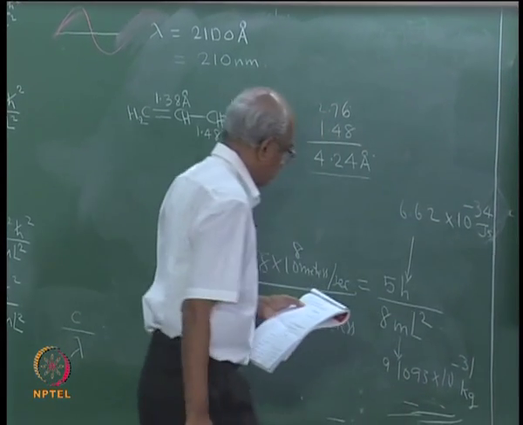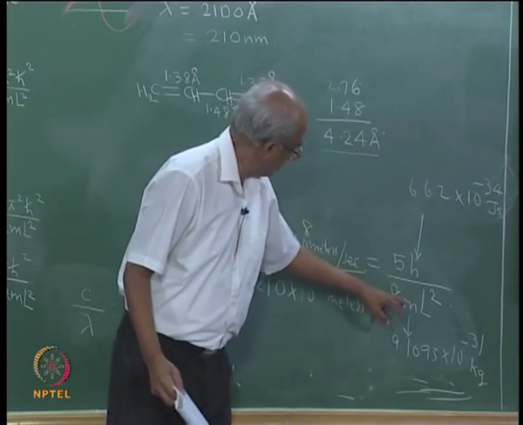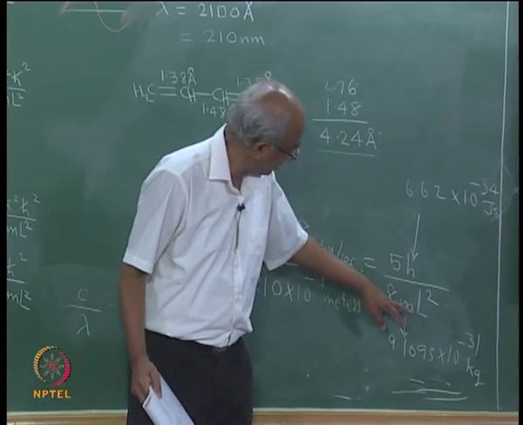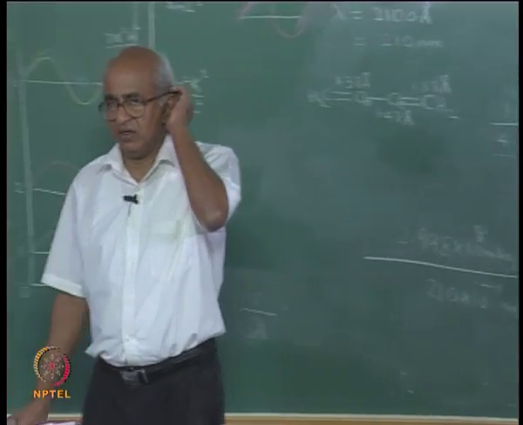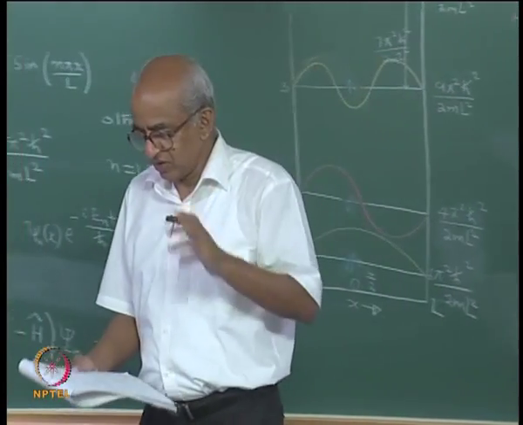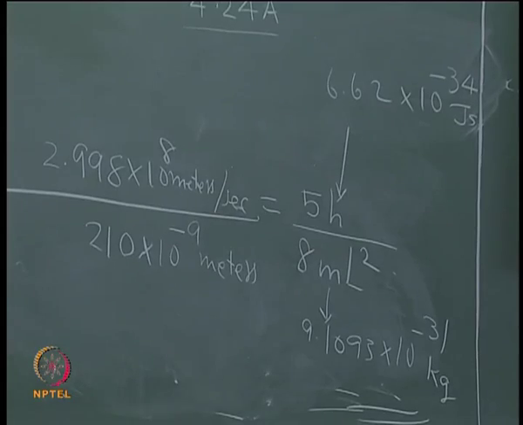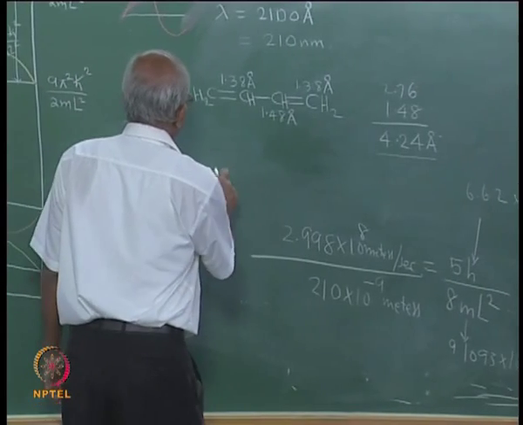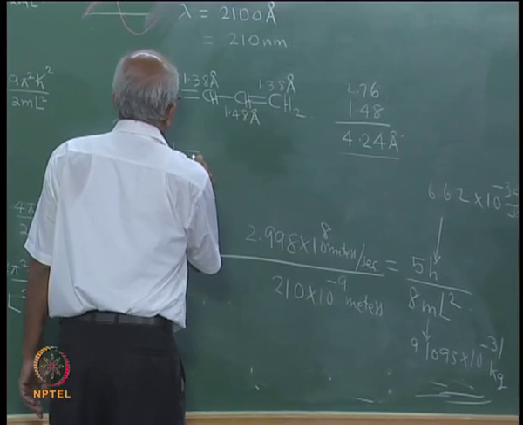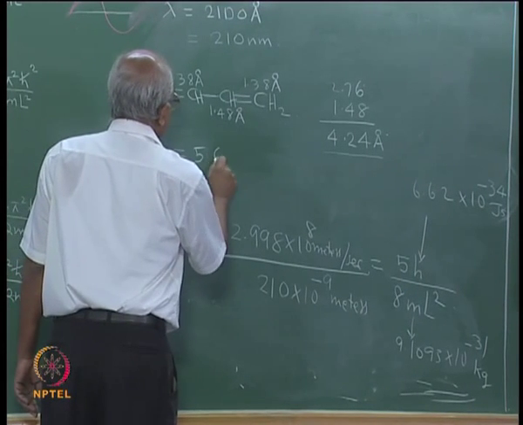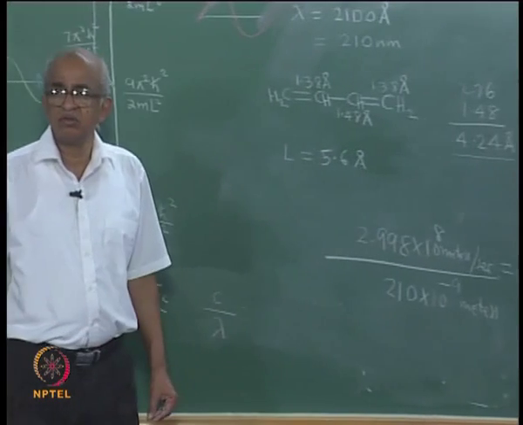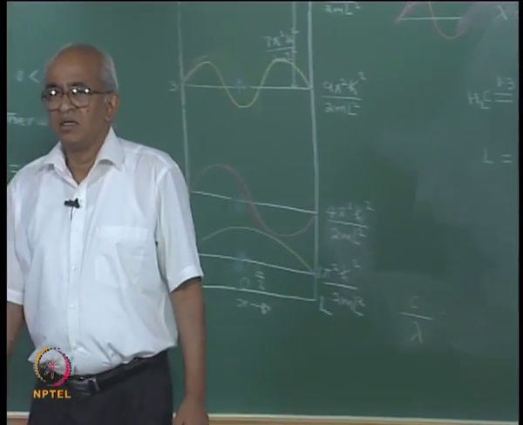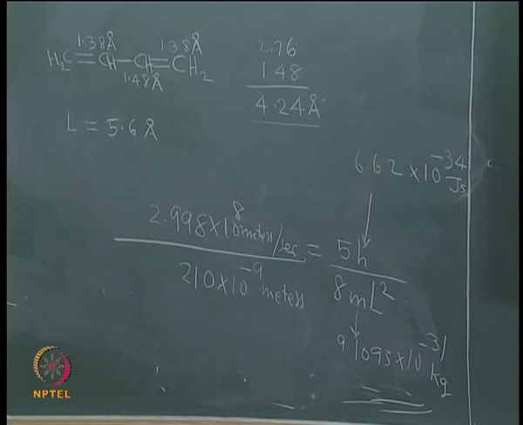So, you can substitute these values. h is known, m is known, everything else is known. So, therefore, you can determine the value of L. If you did the calculation, which is a simple calculation if you have a calculator, the answer that you get is found to be 5.6 angstroms. I mean, which does make sense.